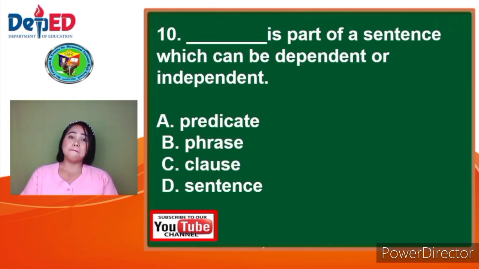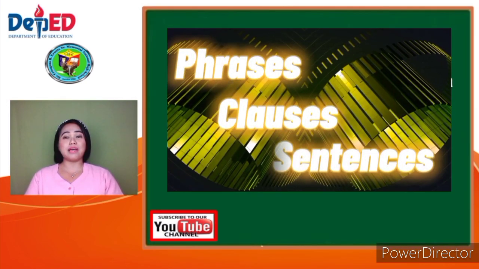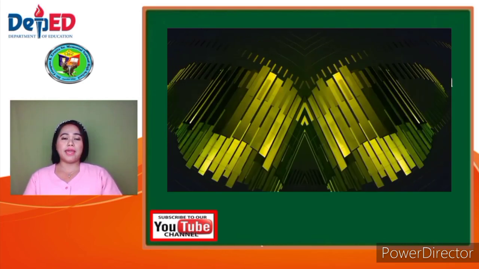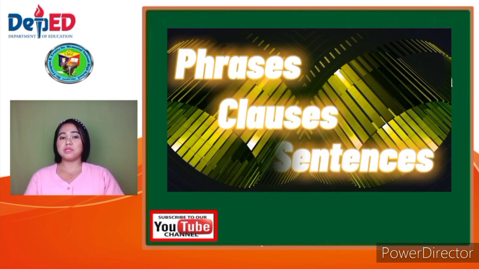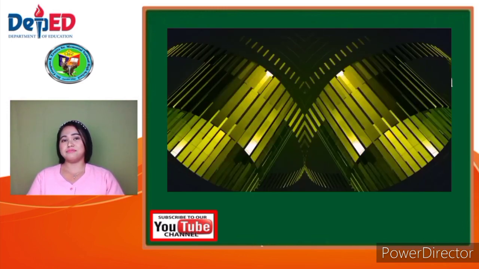Number 10. Blank is part of a sentence which can be dependent or independent. A. Predicate. B. Phrase. C. Clause. Or D. Sentence. It is a clause. Letter C. How did you go? I am sure through that practice test, you already have a clear idea of telling which is phrase, which is clause, and which is sentence. Now, let's talk about them further.